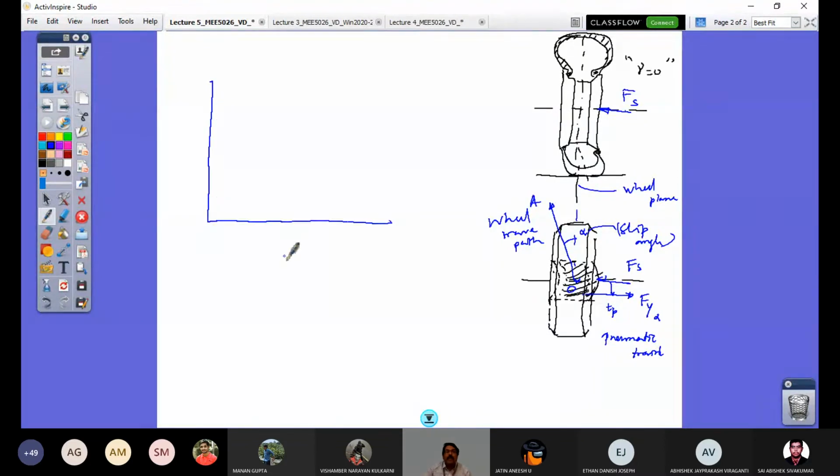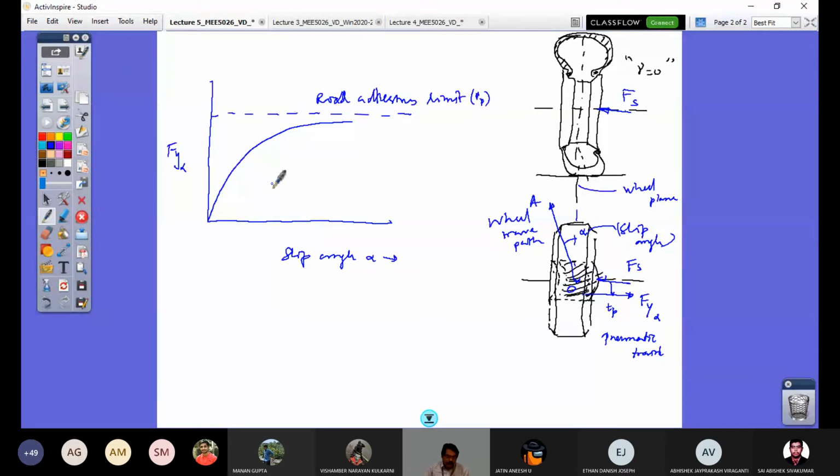So if I take slip angle alpha here and my Fy alpha, you see that it will vary in this direction gradually, and it will be asymptotic, or it will reach its maximum value possible, limited by the road adhesion limit, mu p, that we have seen, right?